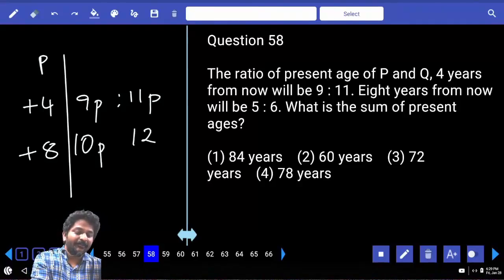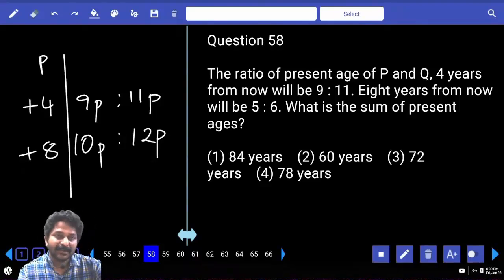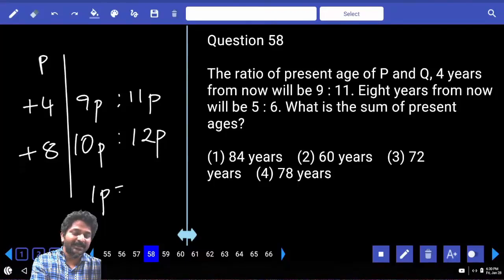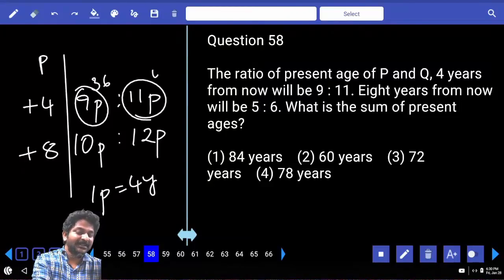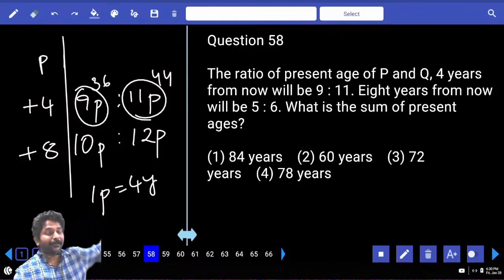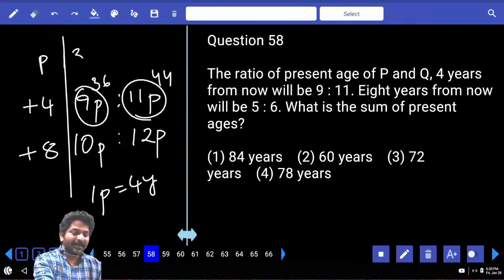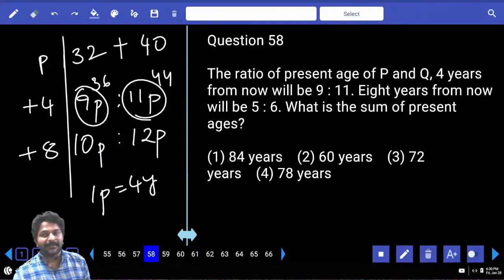Now check. For the first person, how many parts increased? Second person. So now we can conclude one part is equal to a difference of 4 years. 9 parts in the sense 36. 11 parts in the sense 44. Now, when you know the ages after 4 years, to get the present ages we have to subtract 4 years only. Our question is to identify the sum of their present ages only, 72 final answer, right?